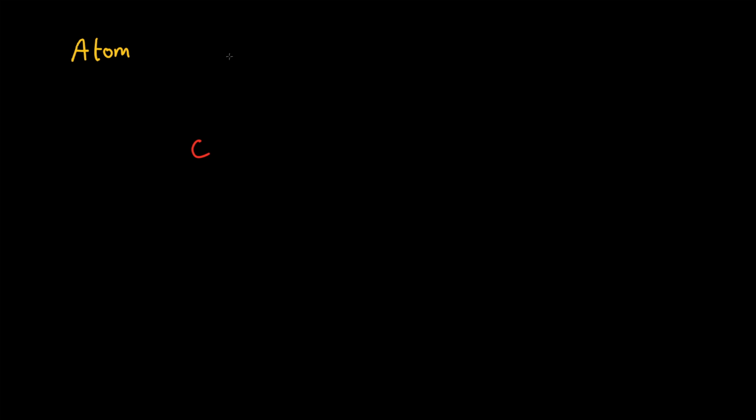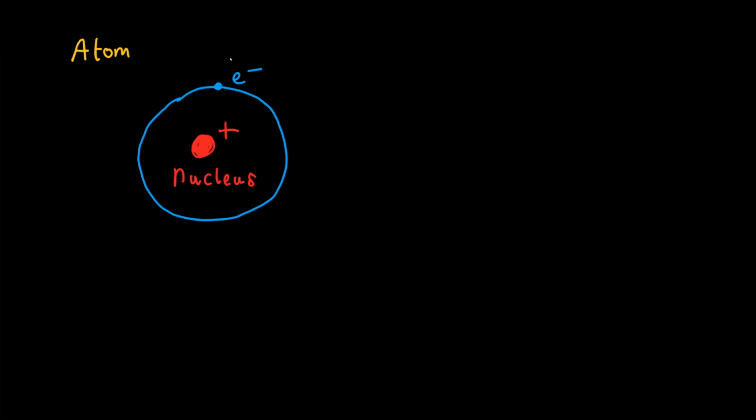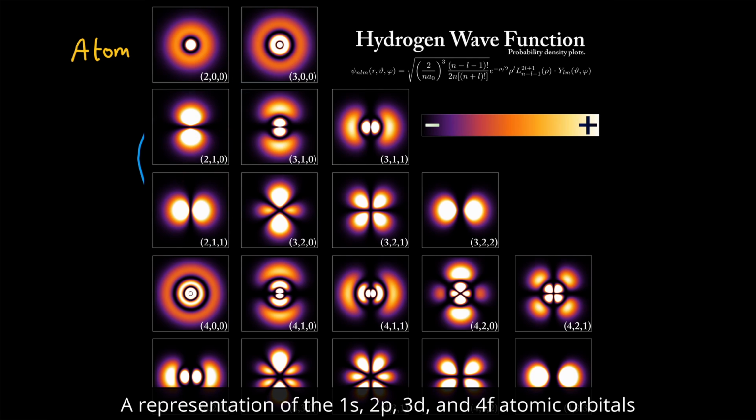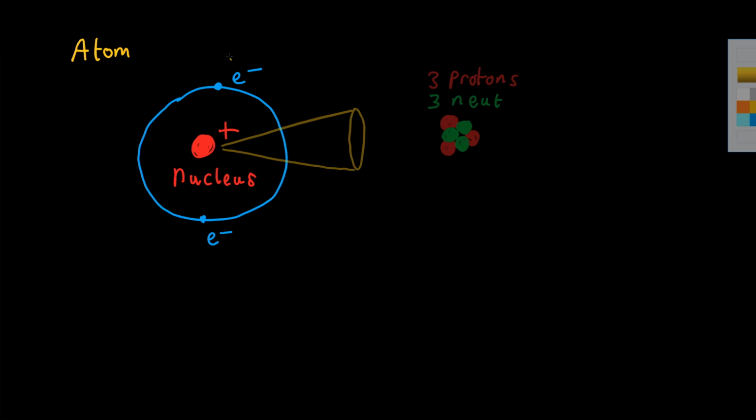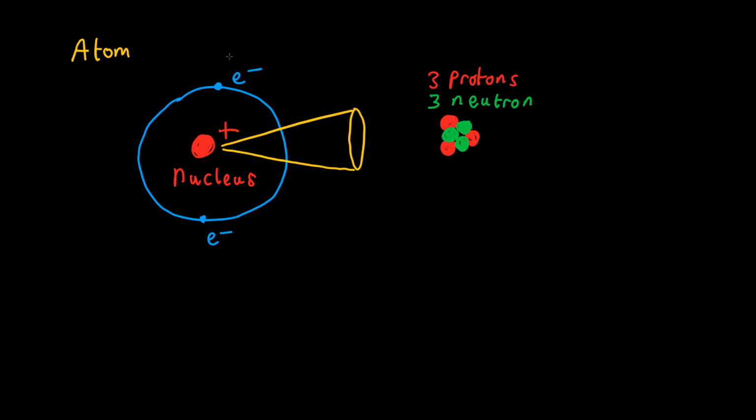Each atom contains a dense and positively charged nucleus at the center, and negatively charged electrons occupy certain regions of space around the nucleus. When you study quantum mechanics, you'll learn what these regions of space look like. But for now, it's useful to draw the electrons as if they occupy circular orbits around the nucleus. Now, most atoms contain a mixture of protons and neutrons.